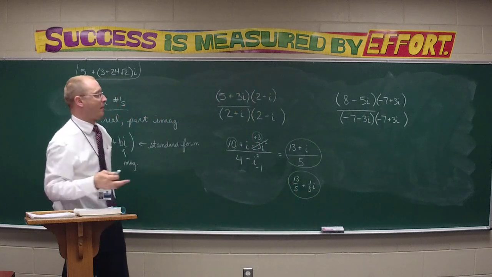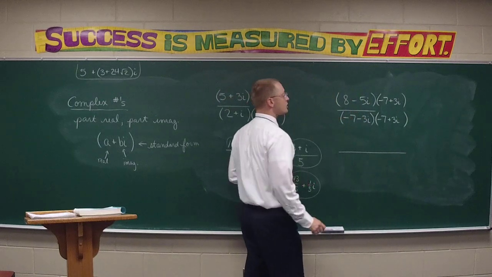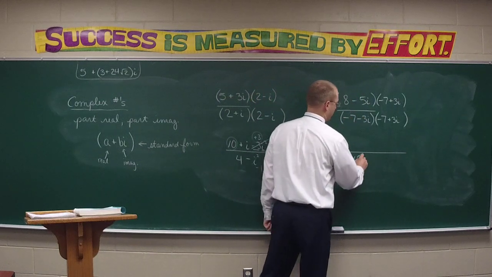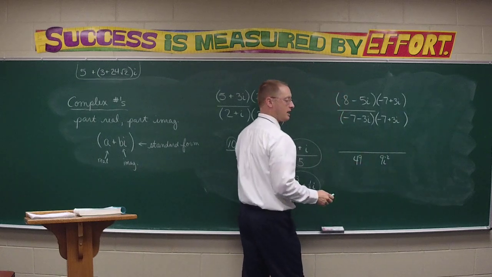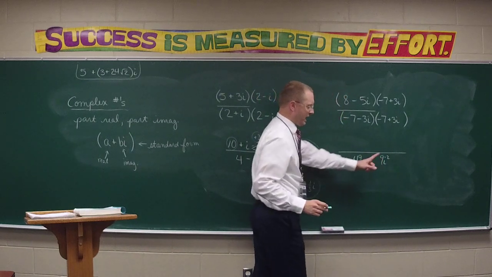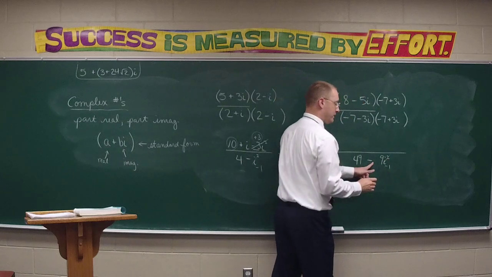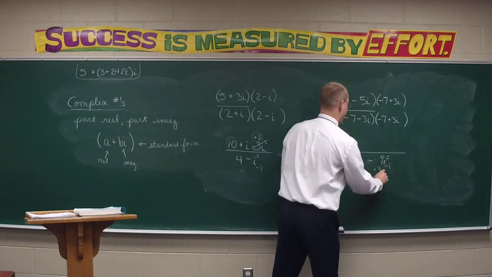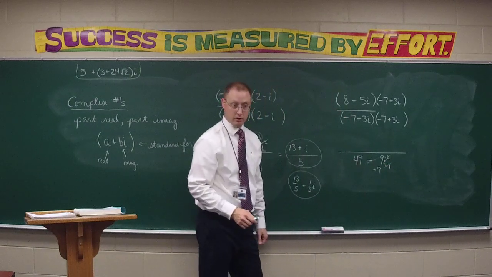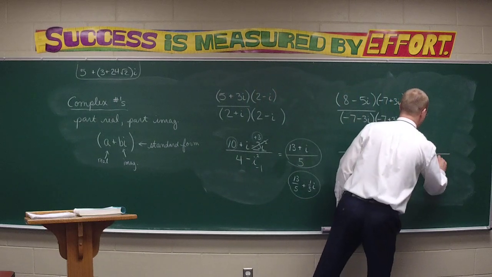And, of course, in the denominator, we got to do 3 things, class. So we square the first. We square the last. We put a plus. But, of course, we know that i squared means negative 1. This is really negative 9 times negative 1, positive 9. And that gives us a denominator of 58. Questions so far? Again, don't want to lose anybody.